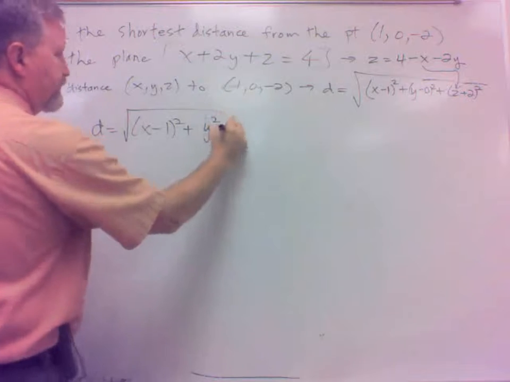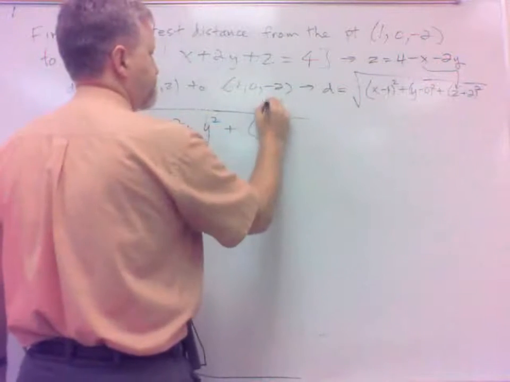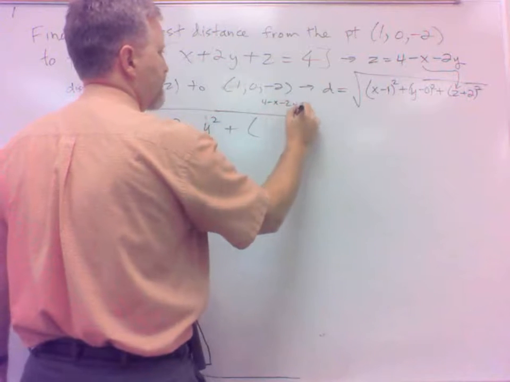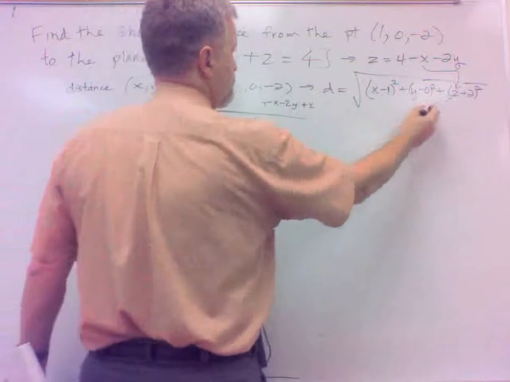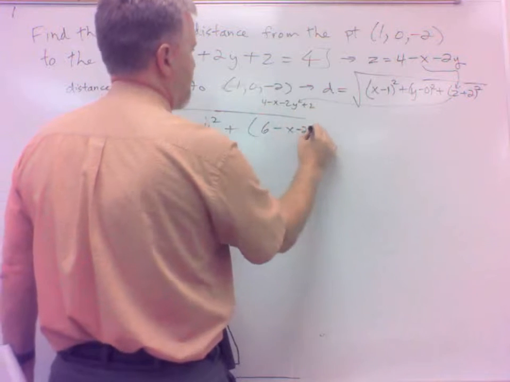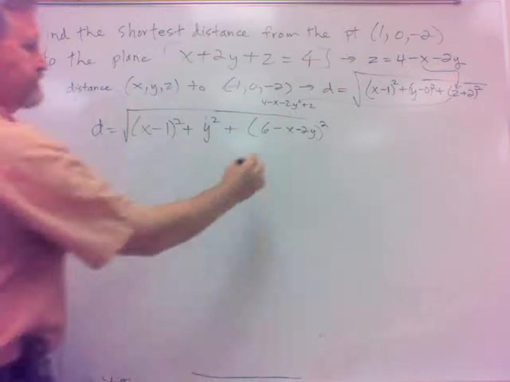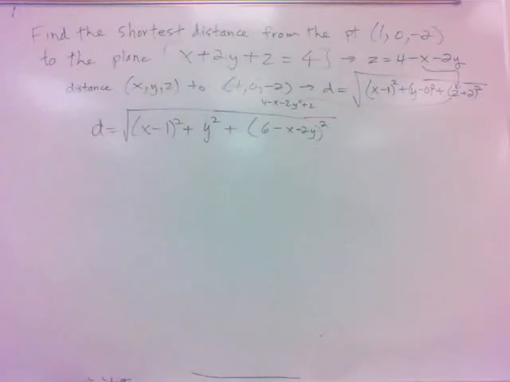that one's y squared. And then this would be 4 minus x minus 2y plus 2, which would be what? 6 minus x minus 2y squared, okay? Now, like I said, we're trying to find our maximum or minimum off of this, and so what we need to look for are the critical points for local max or min.